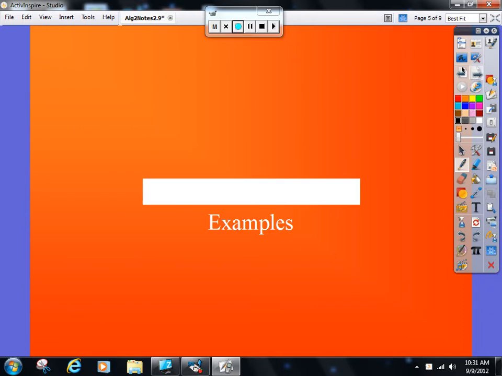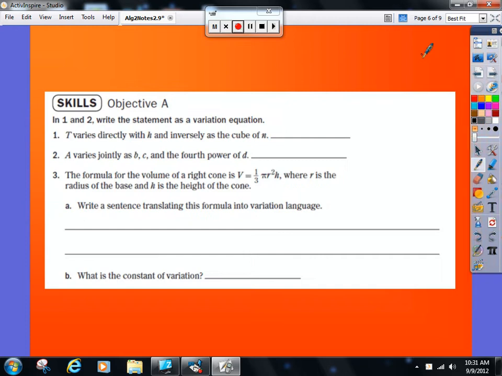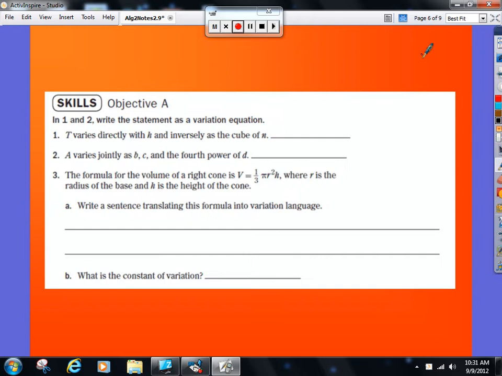Okay, we have lots of examples. We're getting bookwork problems here. I will give the answer first so you don't have to wait, except on this first page, because by the time I write the answer down, we could have figured it out anyway. We are now going from language to equations and equations to language. T varies directly with H and inversely as the cube of n.